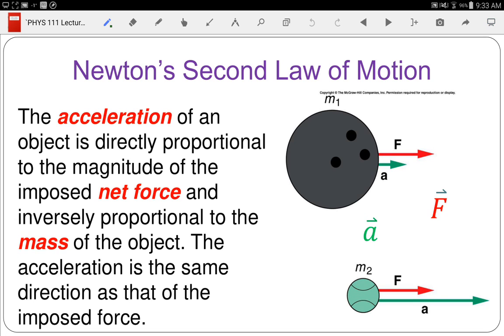The second law is the one that gives us the equation. It relates the acceleration to the force applied to an object and the mass of the object. So we can write this law very simply as an equation that says the net force is equal to mass times acceleration. Acceleration and force are vectors, so I put the vector signs on those. The net force, what does net force mean? The total. When I add everything together.